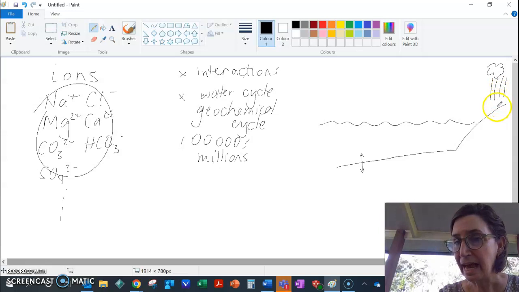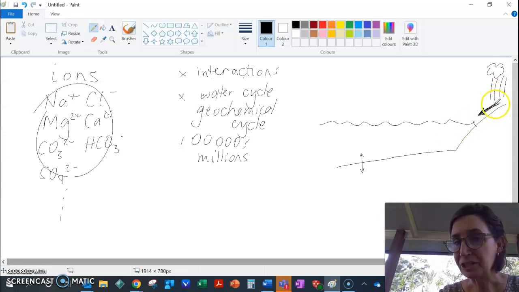Rains on the land, and erosion occurs here. So into this rainwater, some minerals are dissolved, and those minerals move down to the ocean through runoff, so in rivers and just running off into the ocean.